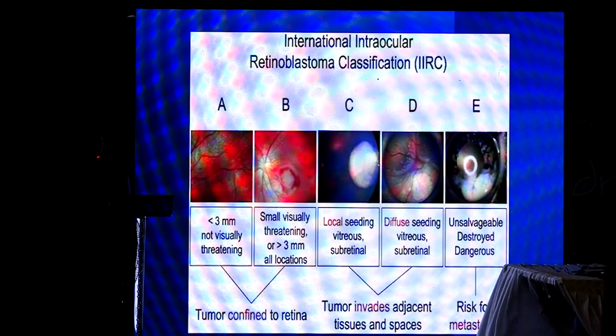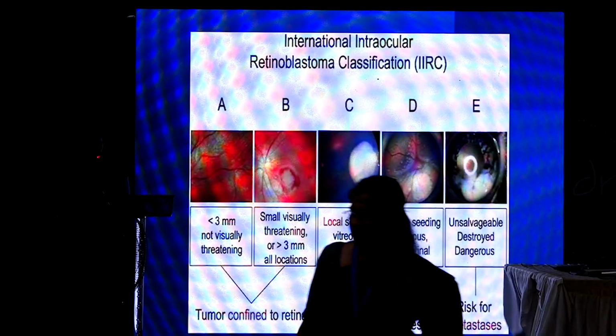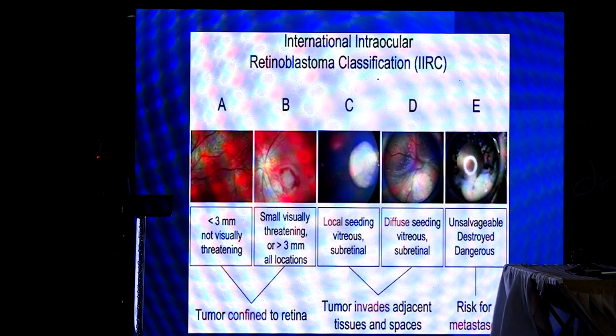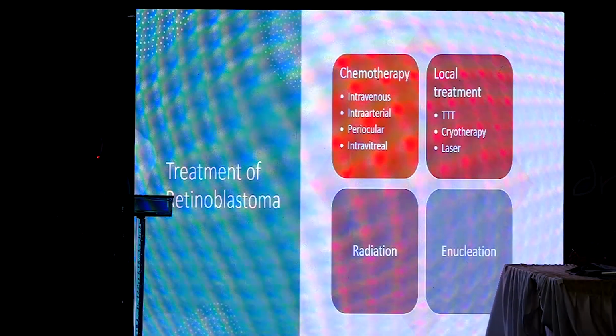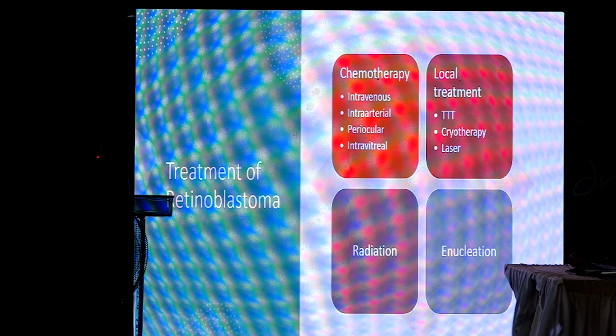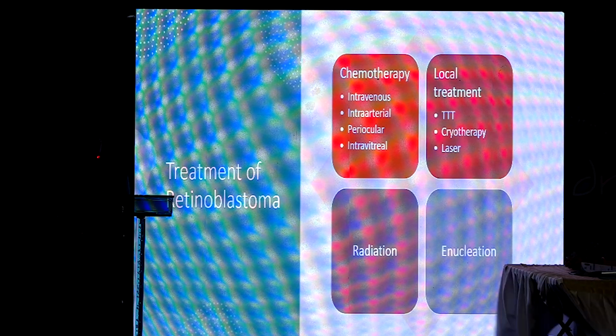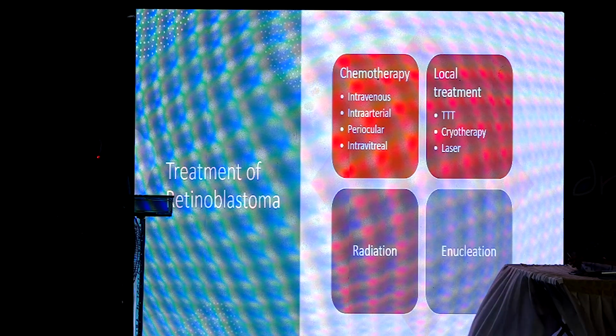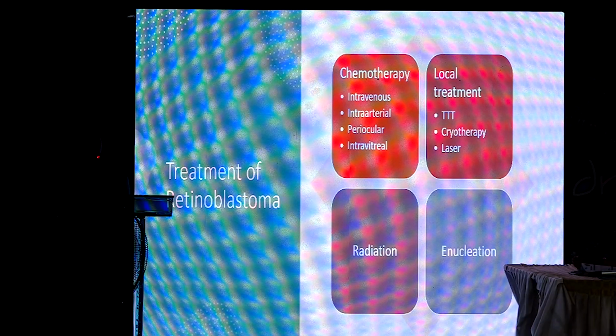These are the international classification grouping we follow, group A, B, C, D and E, and E is the extensively spread form. And when coming to the treatment of retinoblastoma, the major treatment options are chemotherapy and local treatment. Chemotherapy can be by intravenous chemo, intraarterial, periocular and the intravitreal. And the local treatment mainly by transpupillary thermotherapy and cryotherapy. And other options are radiation in the form of EBRT and enucleation.